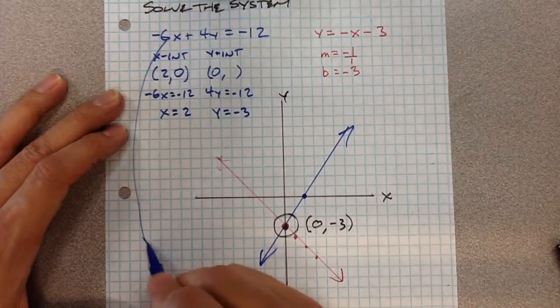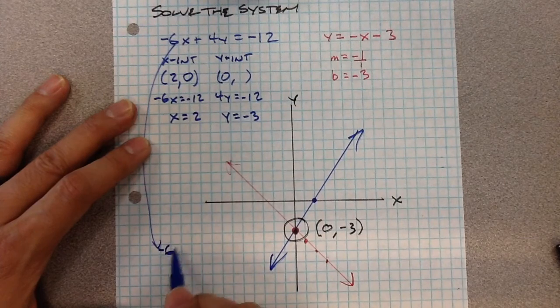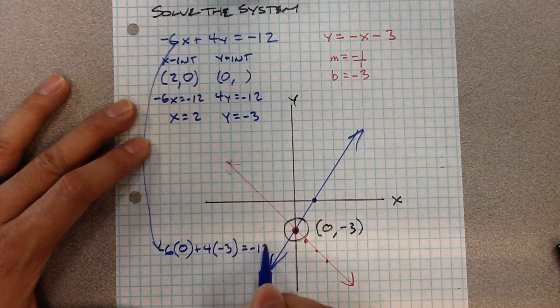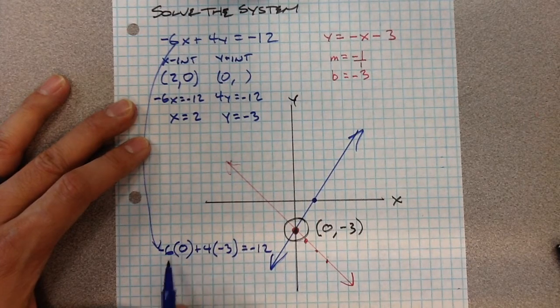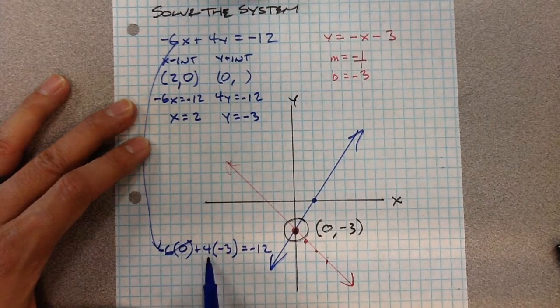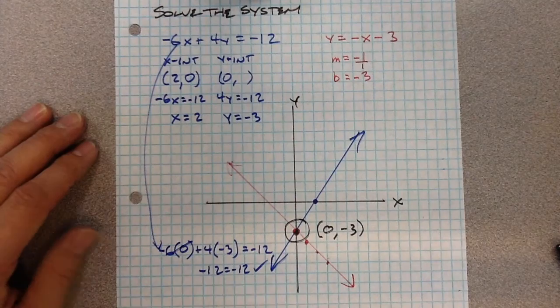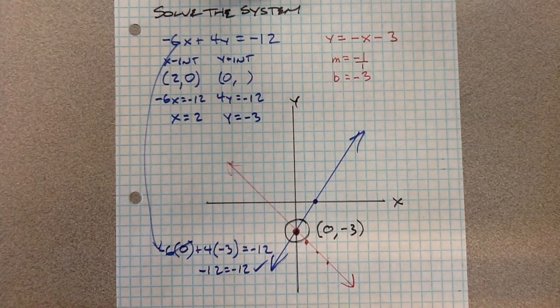So when I do the one in blue, I get negative 6 times 0 plus 4 times negative 3 equals negative 12. Well, negative 6 times 0 just disappears. 4 times negative 3 is negative 12, which does equal negative 12, so it checks out. Okay, but it just can't work for one of them. It's got to work for both. So now I go and check the one in red.